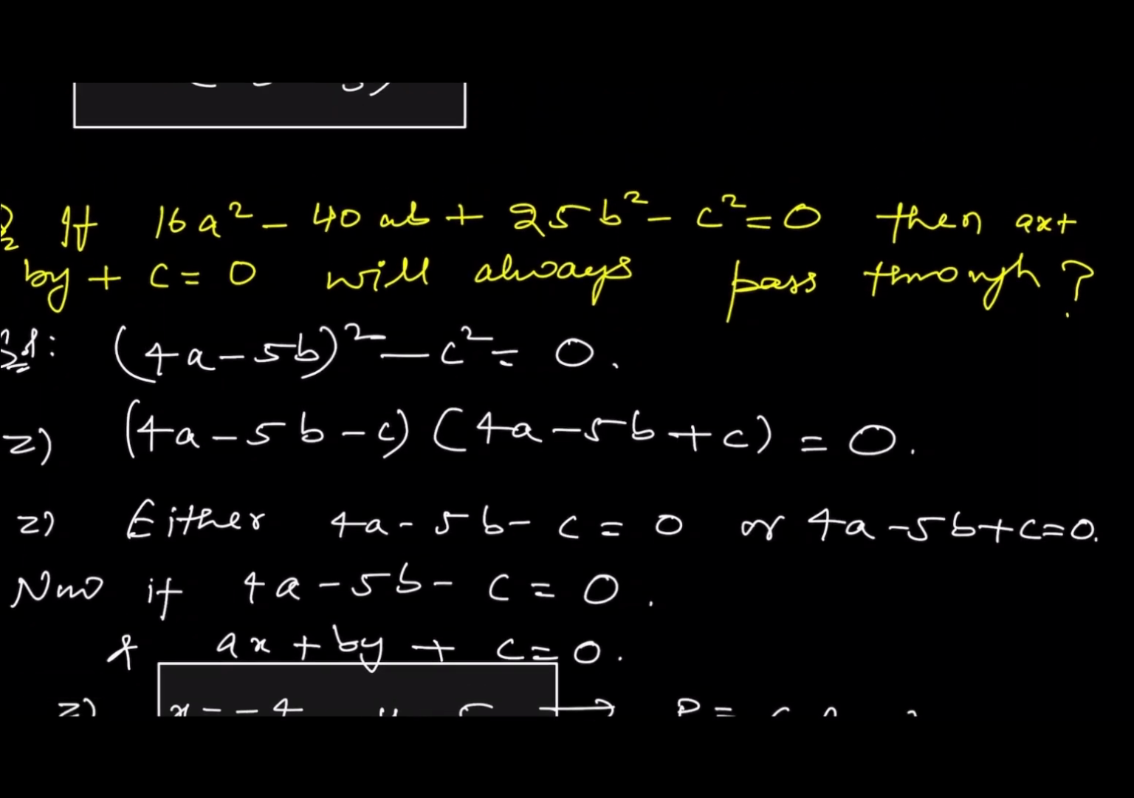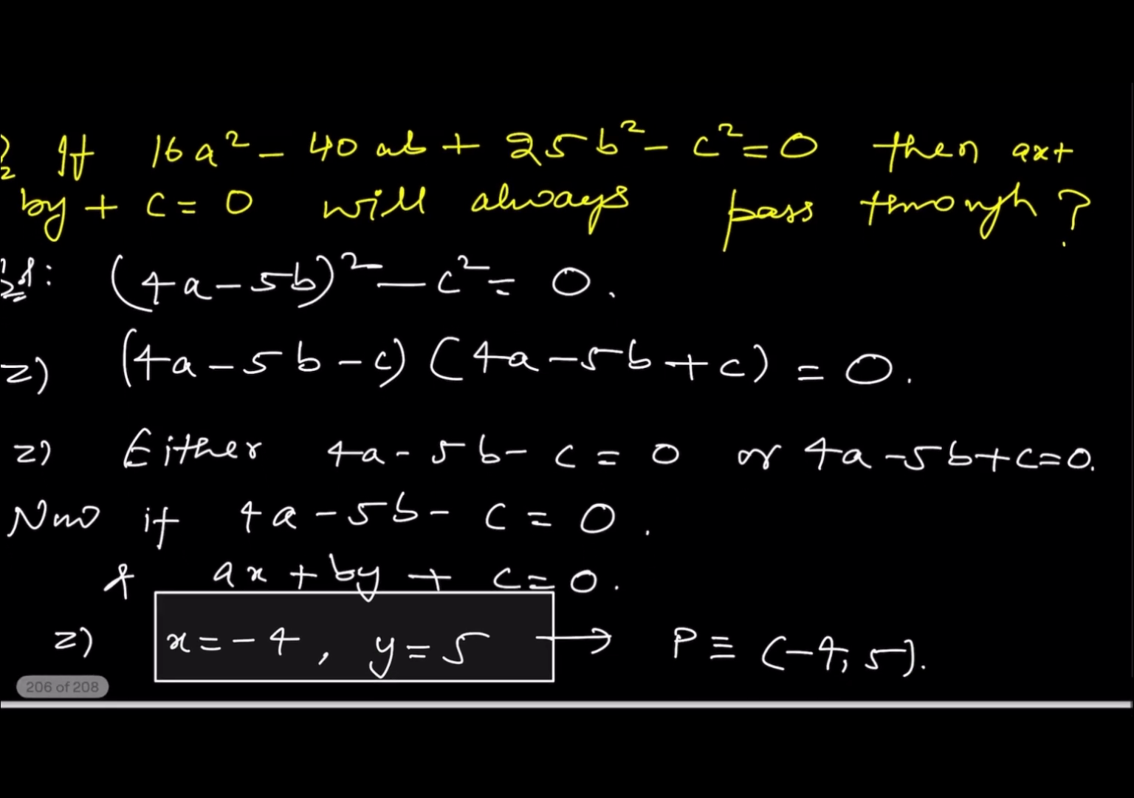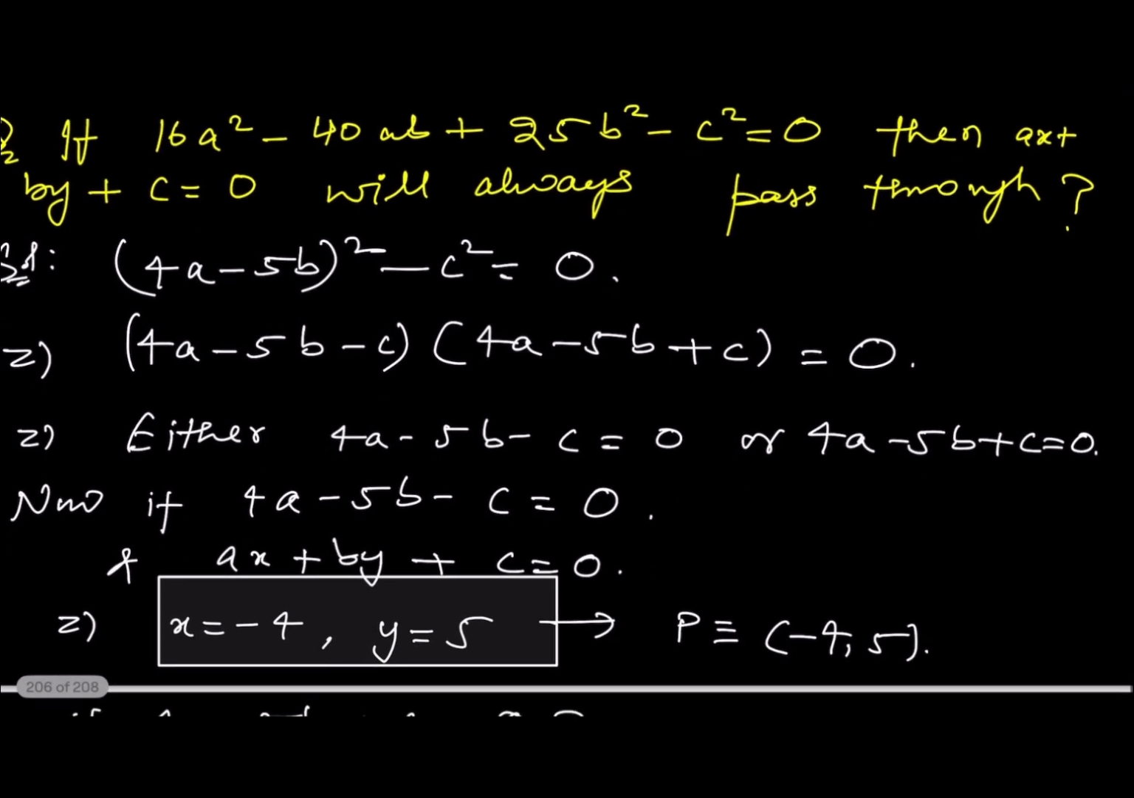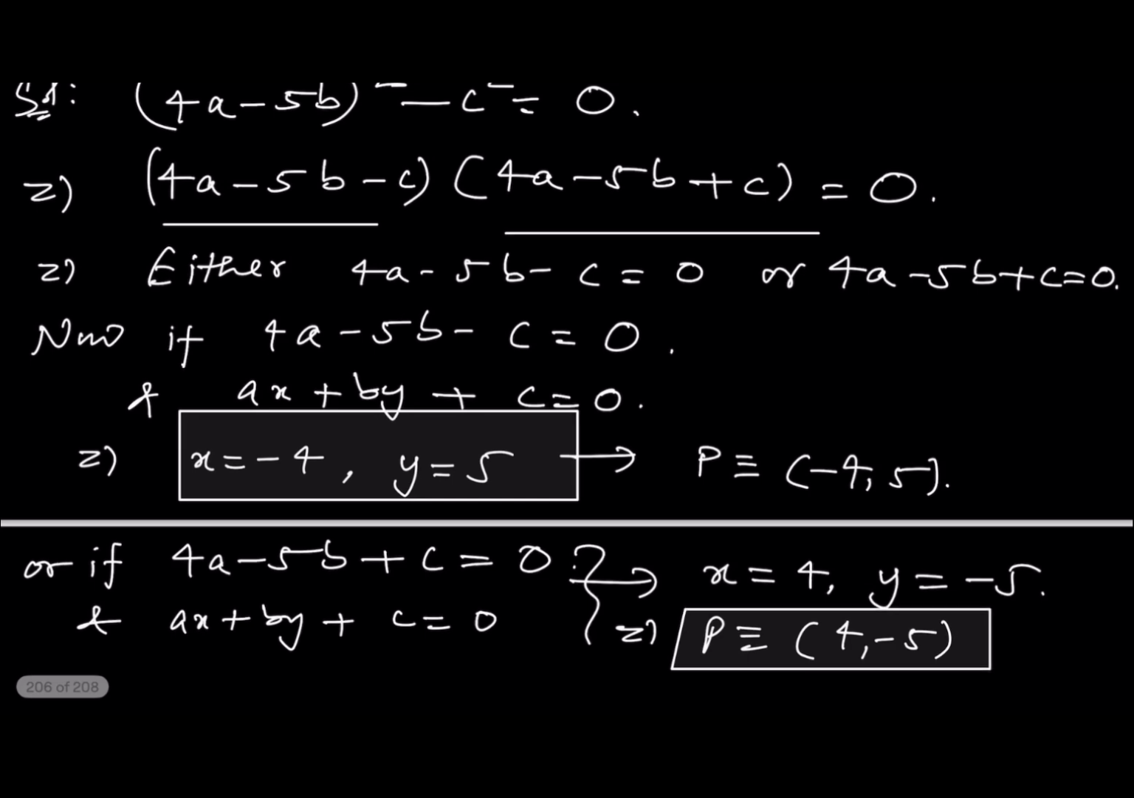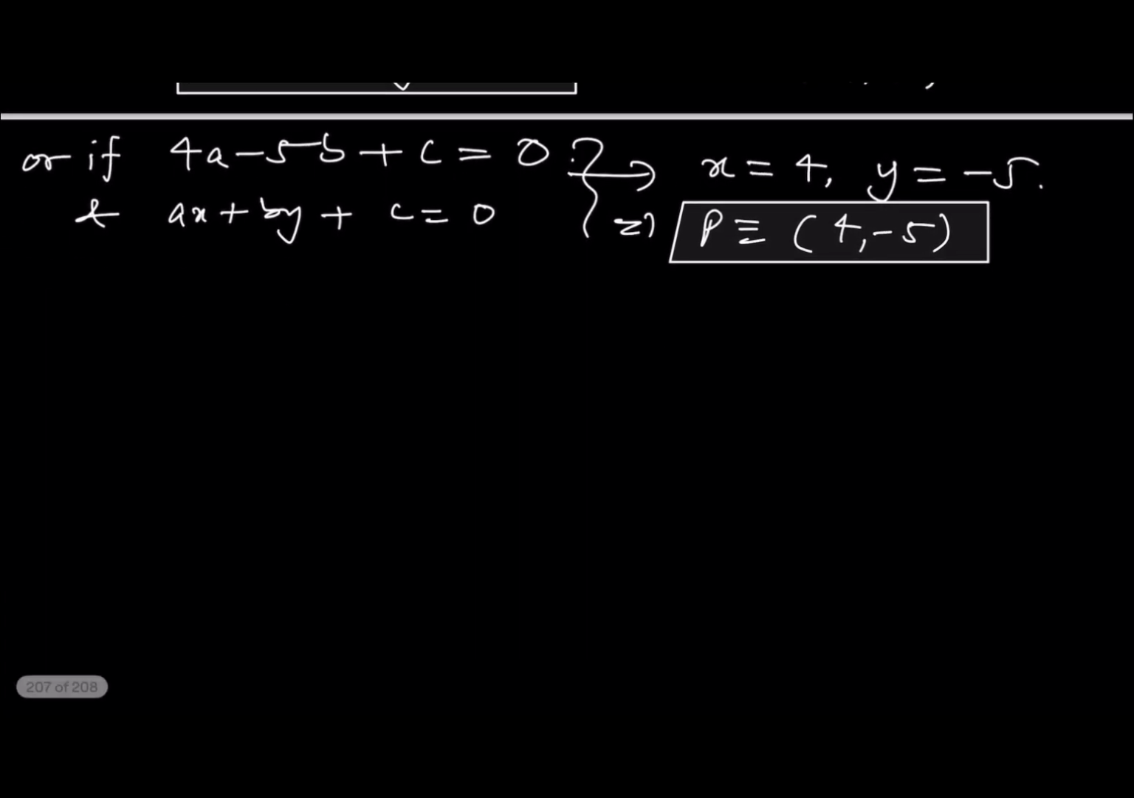So there are 2 points, right, through which the line can pass. According to the condition, either this is equal to 0 or this is equal to 0 or both are equal to 0. So there will be 2 points. One is minus 4 comma 5 and the second one is 4 comma minus 5. Okay, now let us take one more question.